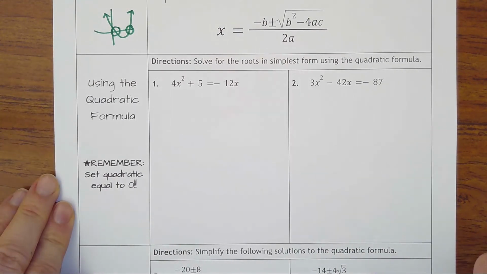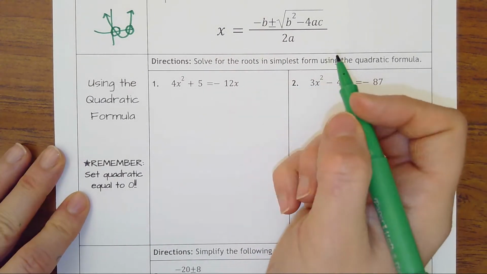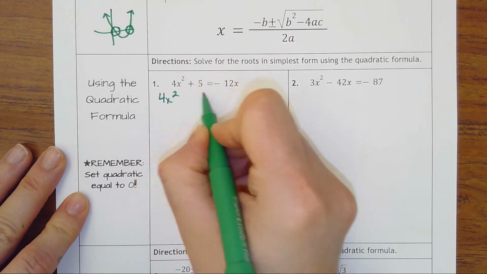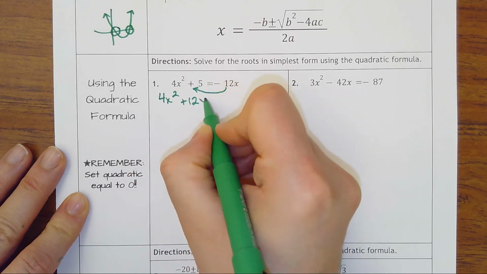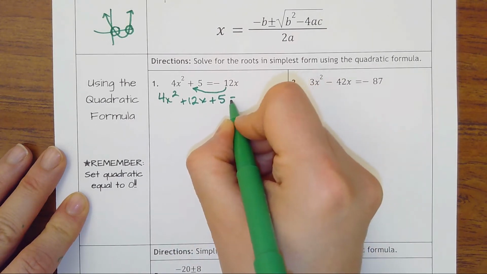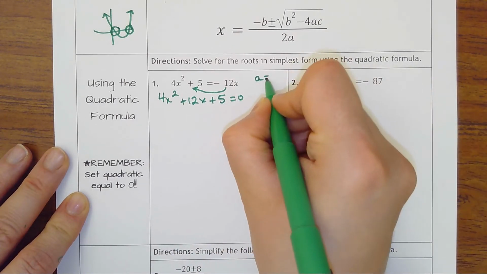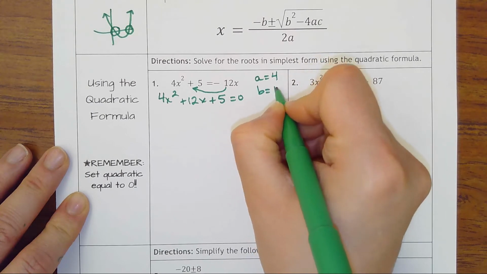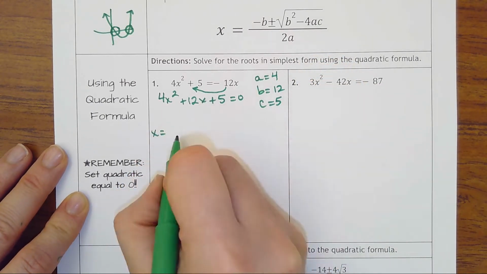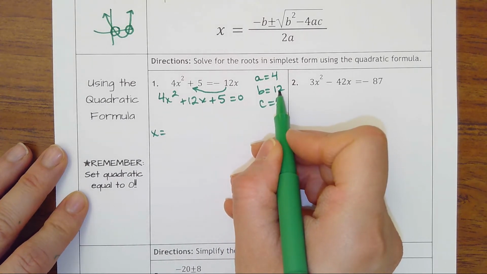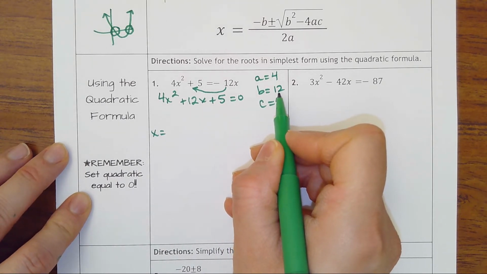Remember still to have your quadratic set equal to 0. So to get the roots, I'm going to add 12x over. So now it's positive. So my a is 4, my b is 12, my c is 5. So x will equal, here we go, a negative of b, your b. Negative of just means the opposite of.